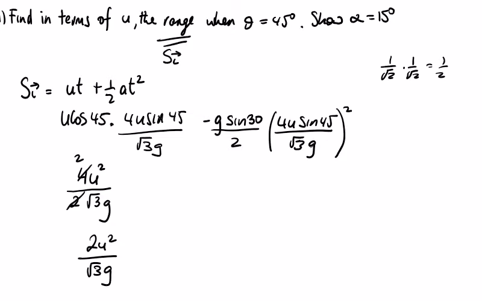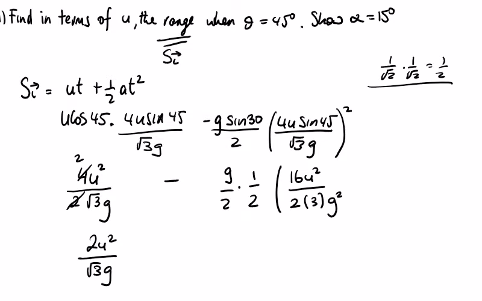This one here, sine of 30 is a half, so minus g over 2, by sine of 30 is 1 over 2, by 16u squared, and sine 45 is again the same as this, so we're going to have a 2 on the bottom. That's going to bring a 2 down to the bottom. The root 3 squared is 3, and the g squared is g squared. Simplifying this one, we're going to get g over 4 on the outside. On the inside, 16u squared over 6g squared.